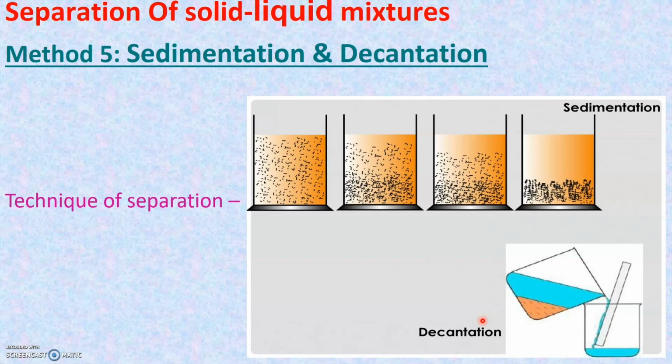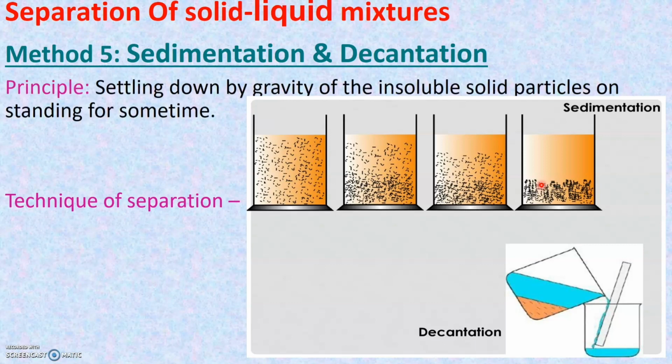So why do you think that these insoluble solid particles are settled at the bottom and not at the top? This is because of the weight of these solid particles and also due to gravity. So this method of separation is based on the principle of settling down of these particles by gravity on allowing it to stand for some time in this beaker. So this is the process of sedimentation and decantation.